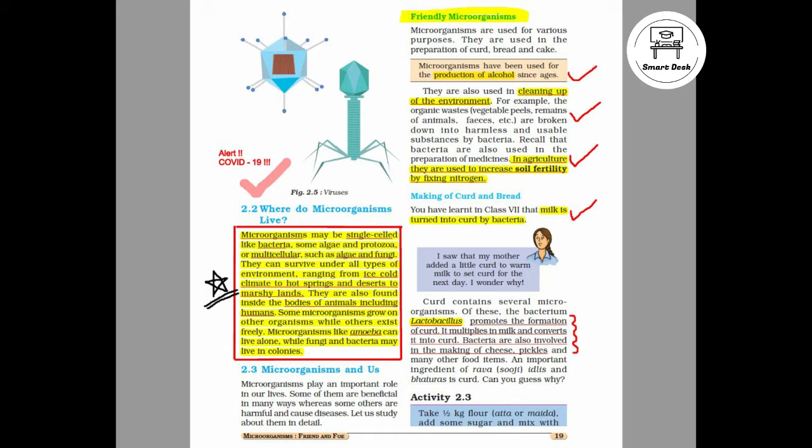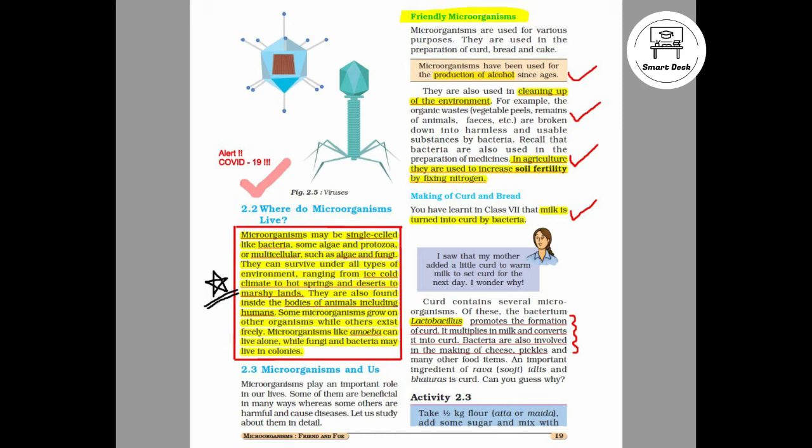Another use in the agricultural sector of microorganisms is fixing atmospheric nitrogen. We'll come to it later on in this chapter, but for now, just remember the points that in agriculture, it can be used to increase the soil fertility because microorganisms decompose the dead bodies into manure, and another use is they fix the atmospheric nitrogen to increase the soil fertility.